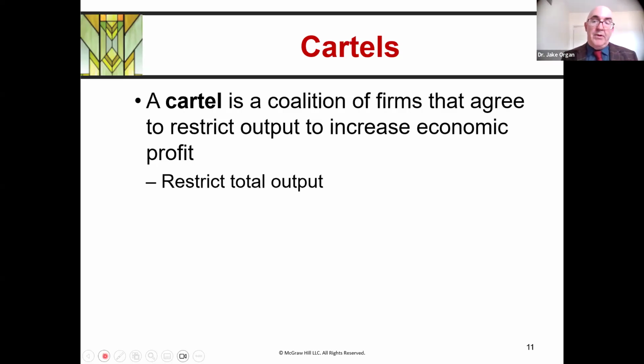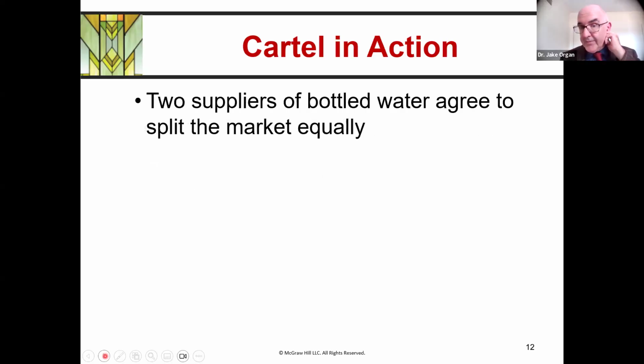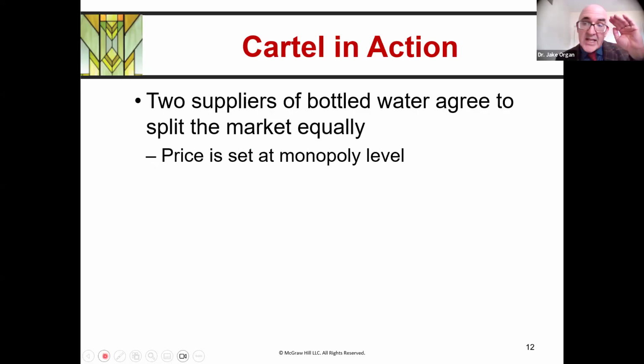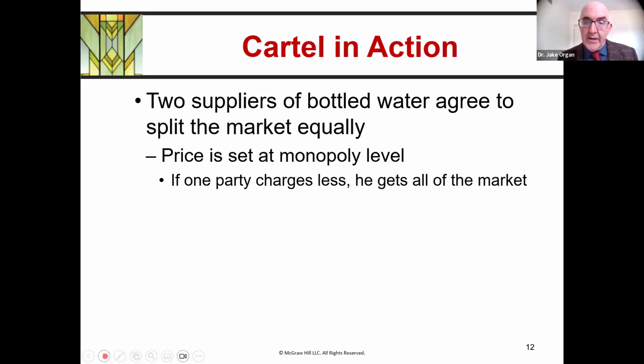So if they restrict total output, if there's less supply, the price of oil goes up, and so they all make more money. So basically, what they'll agree is, say, we're going to keep quotas down, and so we can all sell at this higher price together. Now that's the whole idea. That's oil, but let's imagine there's two suppliers of bottled water who agree to split the market equally. Price is set at a very high level, so they can all make a lot of money, and they've agreed that they're going to take 50% share in the market.